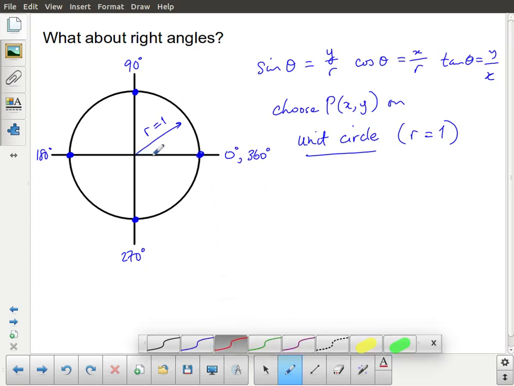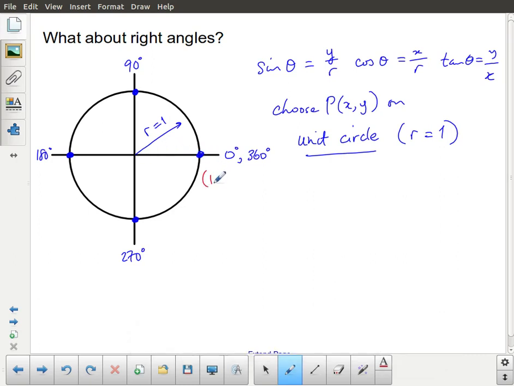If this radius is 1, that means the length along the x-axis here would be 1. So this would be the point (1, 0). Over here, the x-coordinate would be 0, with the y-coordinate 1. That's when the radius is just this vertical line. Now over here, this would have a negative 1 for the x-coordinate and 0 for the y-coordinate. And down here at 270, I would have 0 for the x-coordinate and negative 1 for the y-coordinate.